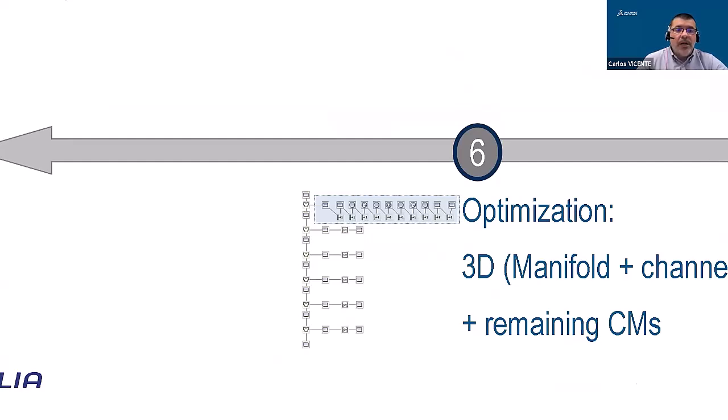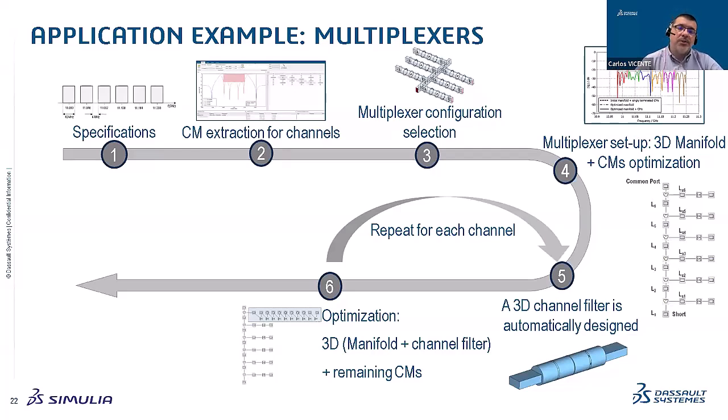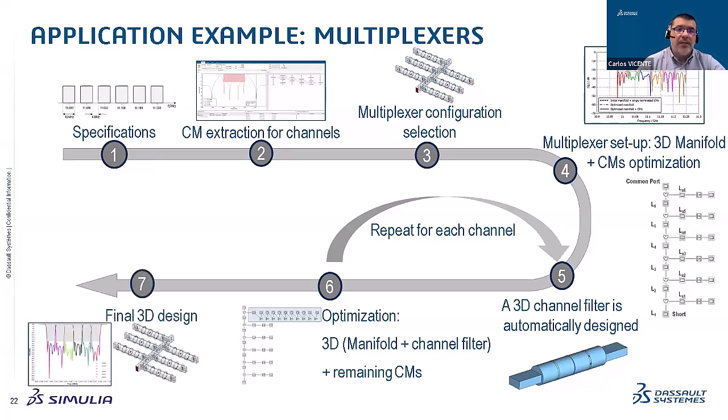Once you are fine again, you have to repeat this for each channel. So in the end, you will be replacing the 6 coupling matrices by the 6 3D channel filters. But of course, the optimization procedure is much more efficient because you are slowly adapting the complete 3D model to the response you want. You are not just taking the complete 3D model and trying to optimize that. That will not work. But with this step-by-step procedure, you can really get the multiplexer and your final design.